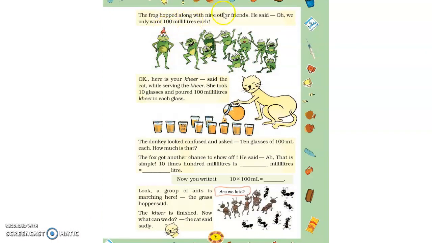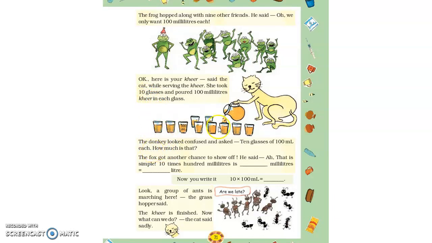The frog hopped along with 9 other friends. He said, oh, we only wanted 100 milliliters each. Okay, here is your kheer, said the cat. While serving the kheer, she took 10 glasses and poured 100 milliliters of kheer in each glass.